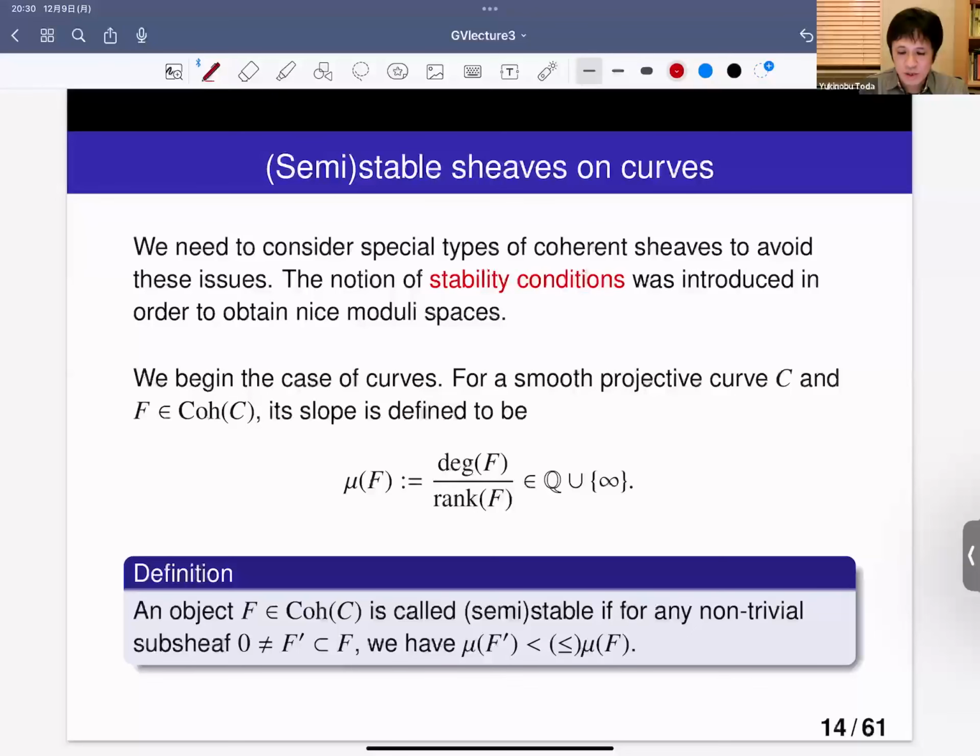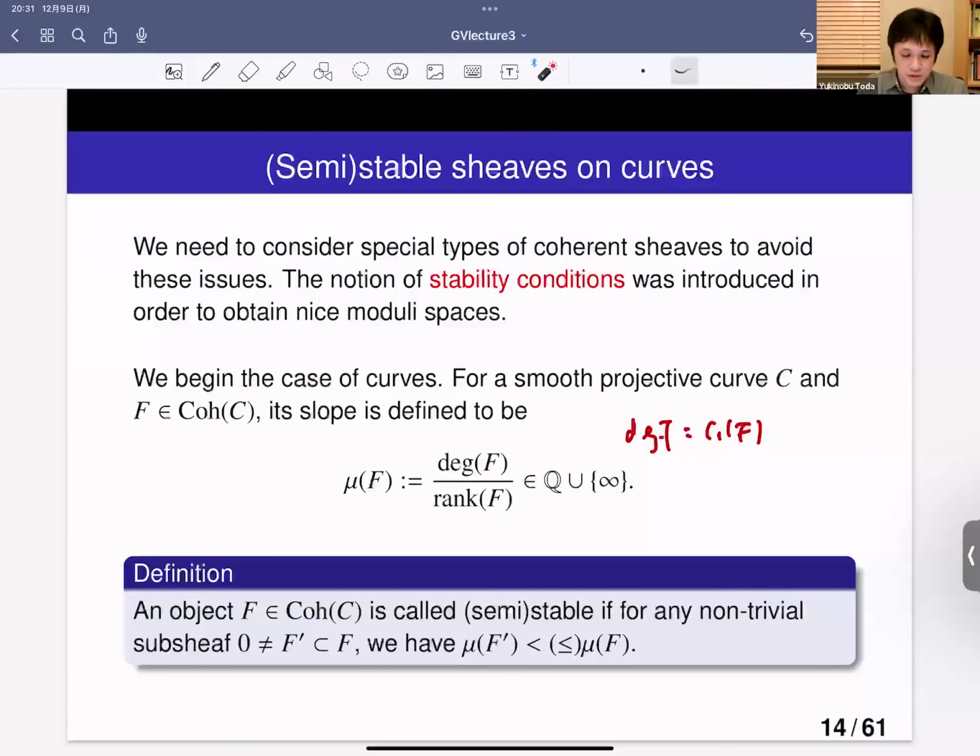For a smooth projective curve C, and for each coherent sheaf F, I define its slope to be the ratio of the degree of F and the rank of F. The degree of F is the same as the first Chern class. And the rank of F is 0 or positive. If the rank is positive, then this is well defined. And when the rank of F is 0, this means that F is just a torsion sheaf. And in that case, I always set the slope to be infinite.